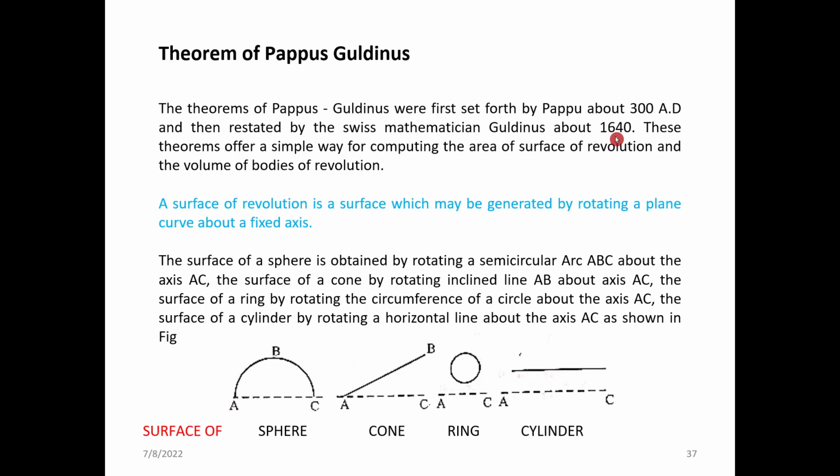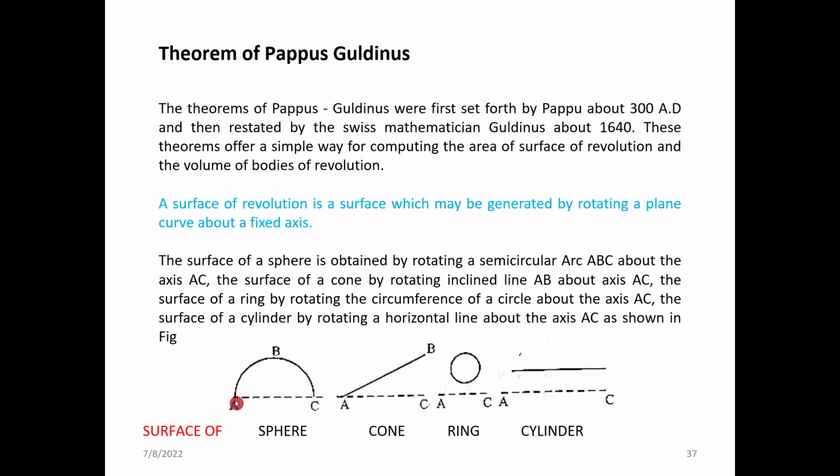These theorems offer a simple way of computing the area of surface of revolution as theorem 1 and the volume of bodies of revolution as theorem 2. Both are very simple theorems. The first one states that a surface of revolution is a surface which may be generated by rotating a plane curve about a fixed axis.